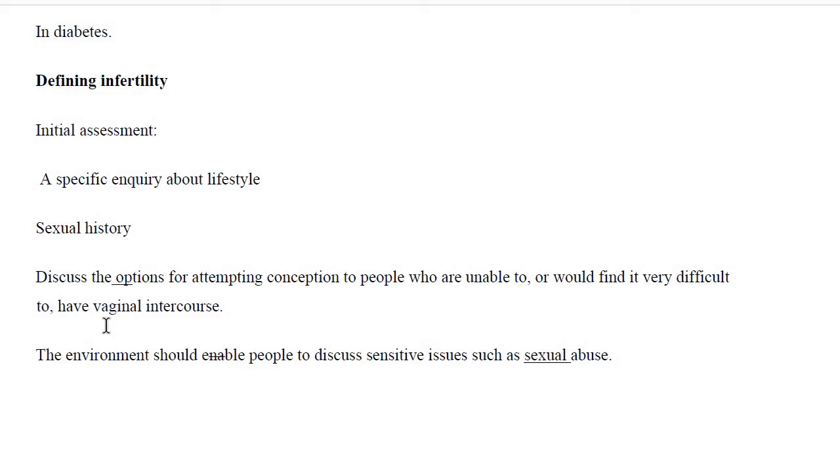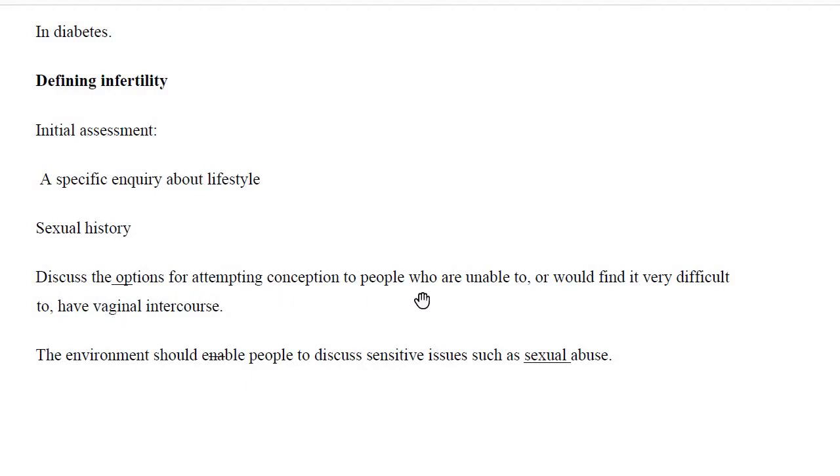At the initial assessment, we should ask a specific inquiry about lifestyle, their sexual history, their habits, at what time of the cycle they are having intercourse, how frequently they are doing it, and what their sexual practices are. Everything should be asked. So discuss the options for attempting conception.